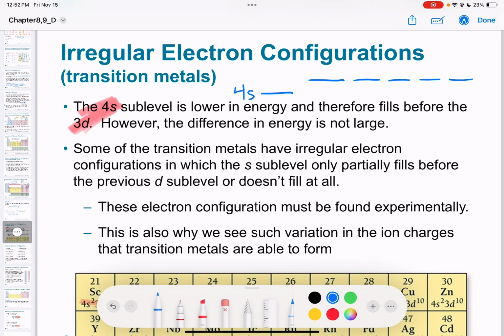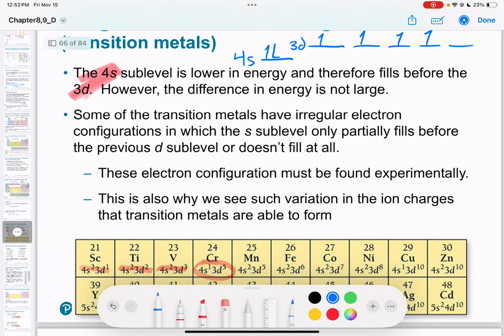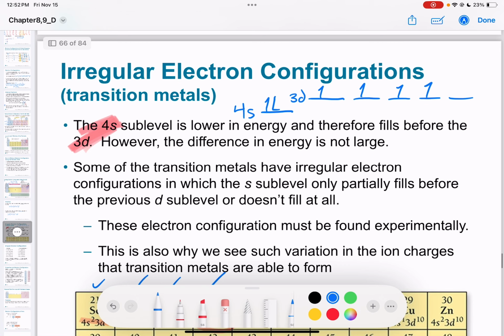4s and 3d. So we've talked before about how there's a stabilizing effect to having a completely filled subshell. There's also a stabilizing effect to having a half-filled subshell. So we would expect chromium to look like this: 4s2, 3d 1, 2, 3, 4. But instead of doing that, this electron moves over here. And what that means is that we now have a half-filled subshell for both the 4s and the 3d.